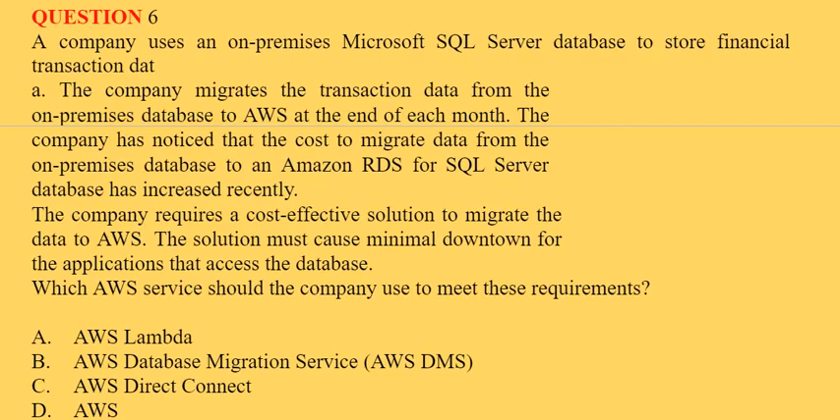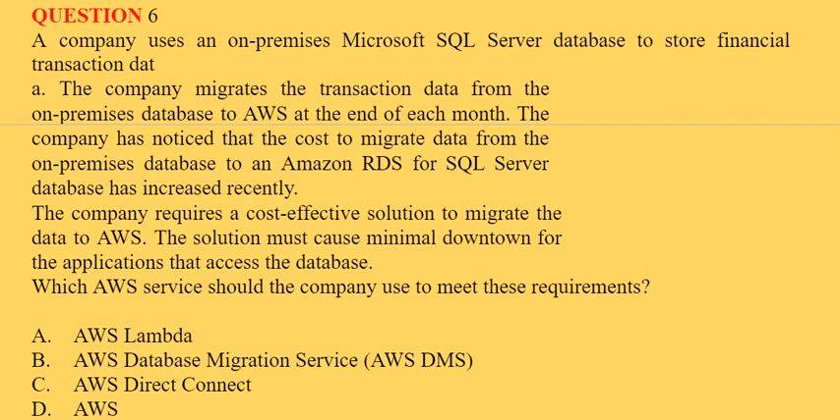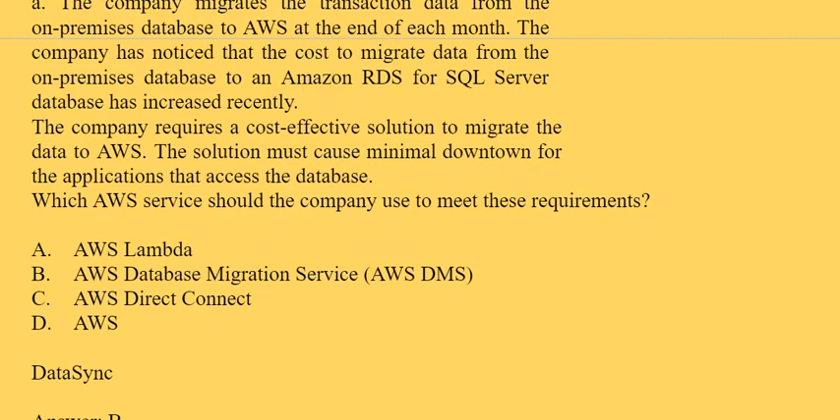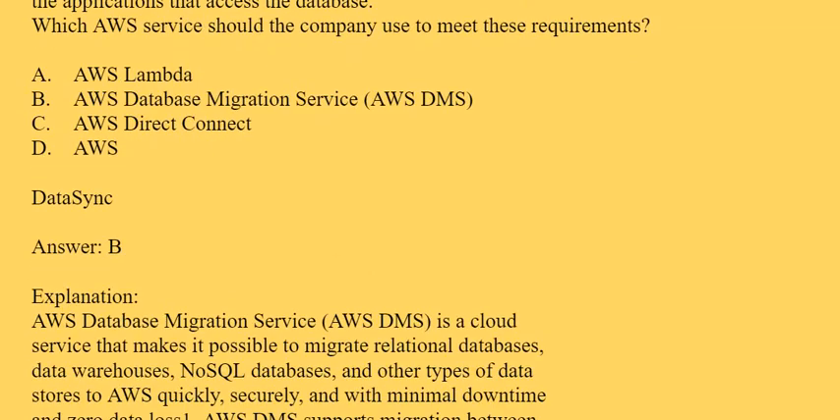The solution must cause minimal downtime for the applications that access the database. Which AWS service should the company use to meet these requirements? Option A. AWS Lambda. Option B. AWS Database Migration Service, AWS DMS. Option C. AWS Direct Connect. Option D. AWS DataSync. Correct answer is option B.